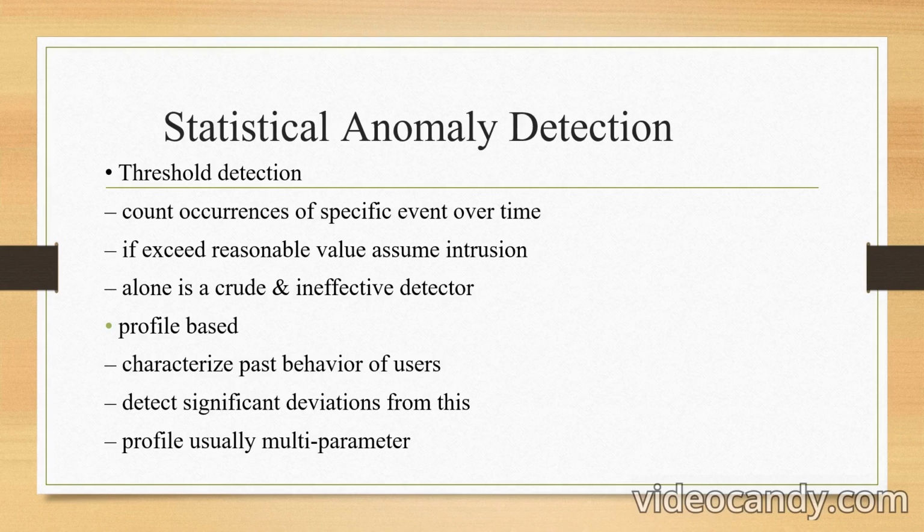Profile based anomaly detection focuses on characterizing the past behavior of individual users or related groups of users and then detecting significant deviations. A profile may consist of a set of parameters, so a deviation on just a single parameter may not be sufficient in itself to signal an alert.